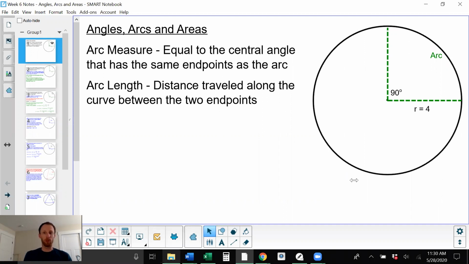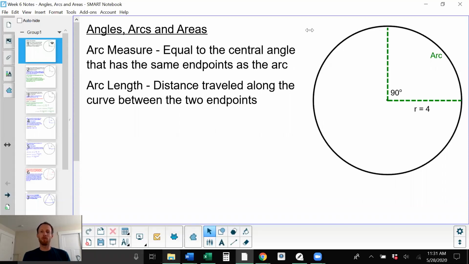Today we're going to keep working with circles, and specifically we're going to talk about the interaction between angles, arcs, and areas. If you recall from last week, an arc of a circle is basically a section of the curve of the circle. In this case, if I've got a 90-degree central angle, the curve in between the two endpoints would represent the arc that we would be talking about.